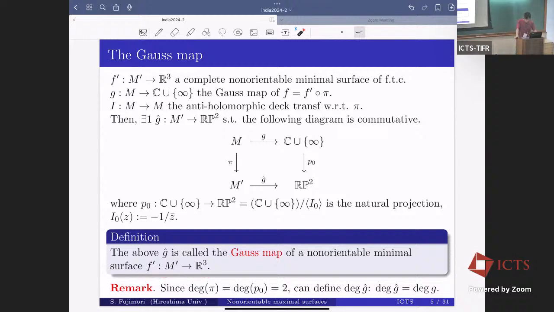Okay, and since this is degree 2, and this is also degree 2, we can define the degree of this G hat as the degree of G. So we can define the degree of G hat.